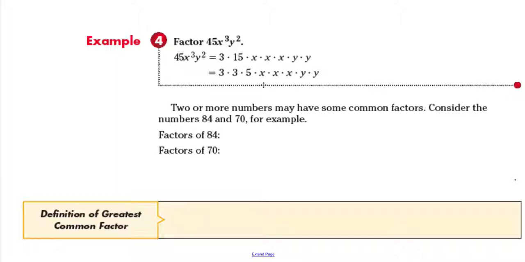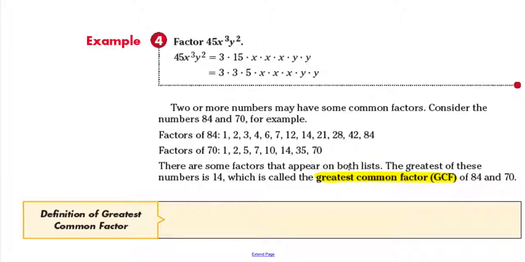Before we go to the definition of the greatest common factor, let's take a look at this one. Two or more numbers may have some common factors. Consider the numbers 84 and 70, for example. The factors of 84 are 1, 2, all the way to 84. Factors of 70 are 1, 2, all the way to 70. And if you notice, there are some factors that appear on both lists. The greatest of these numbers is 14, right here.